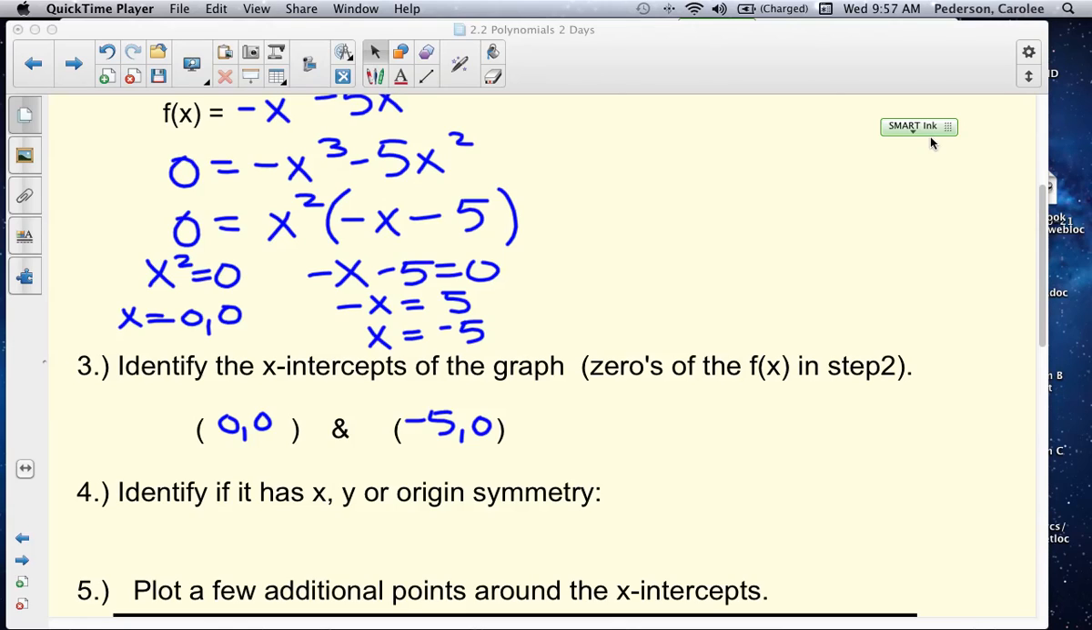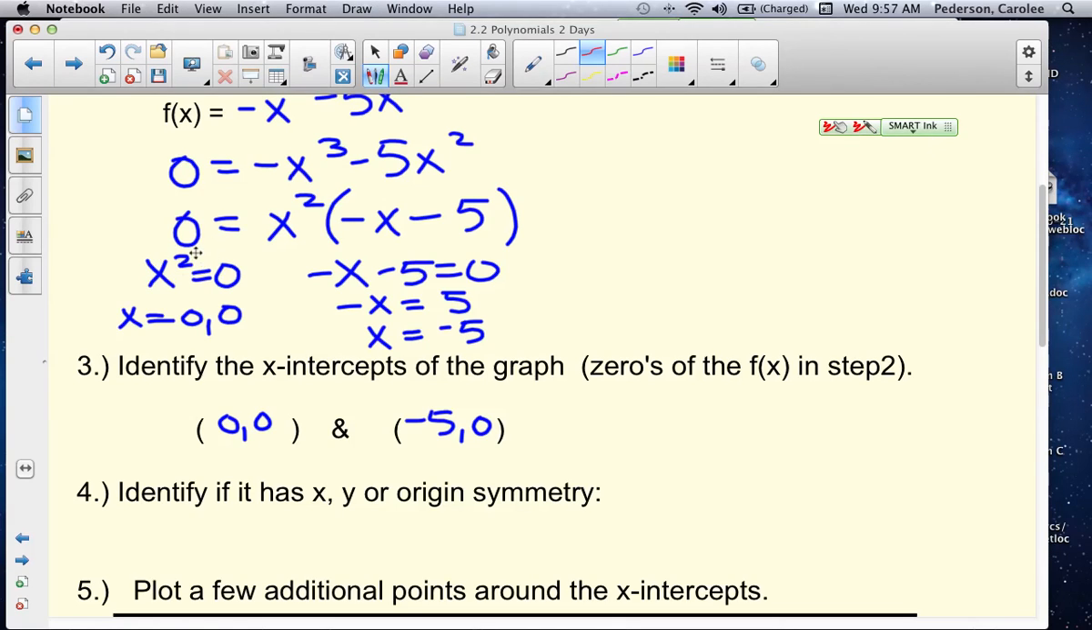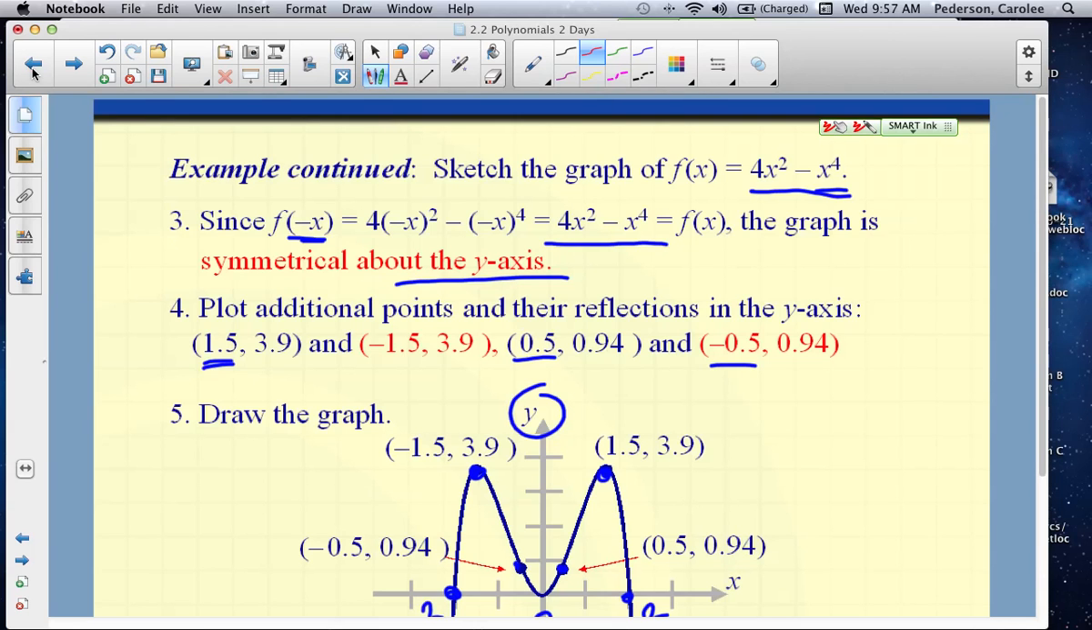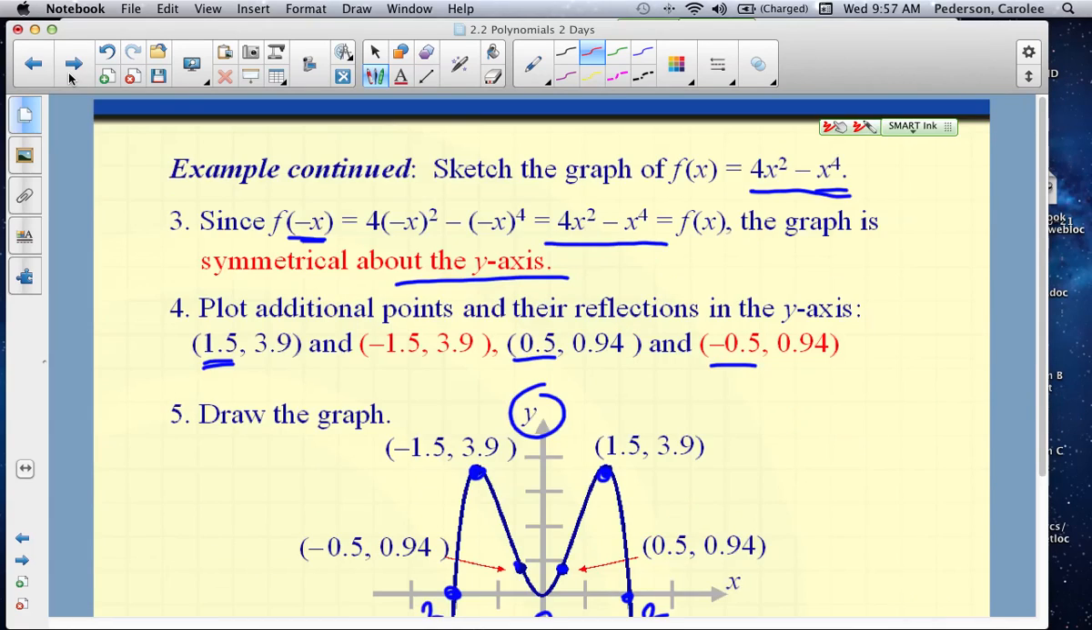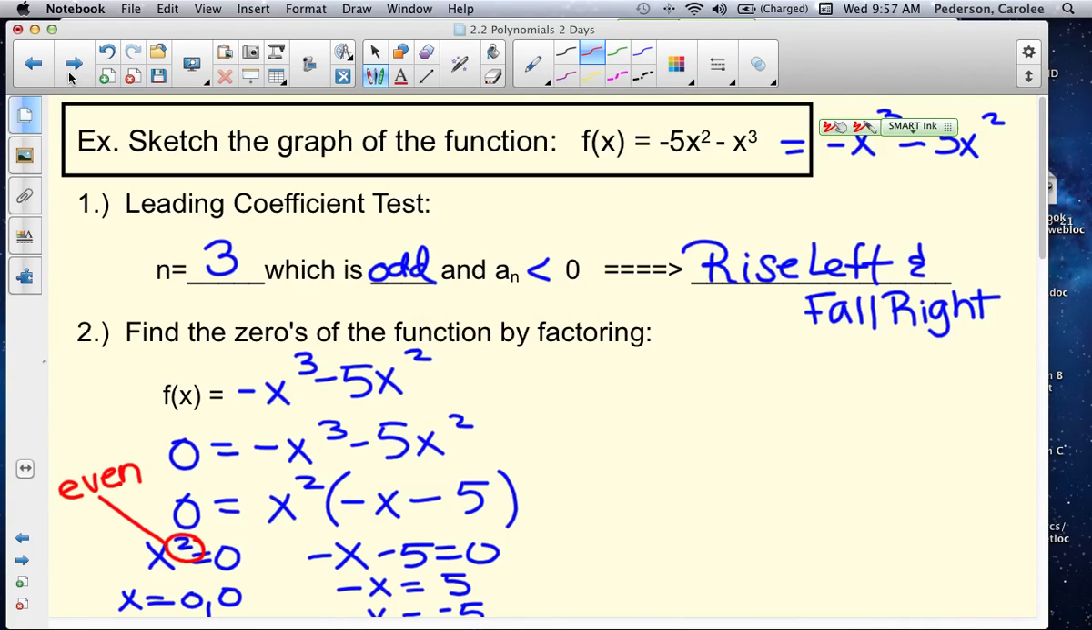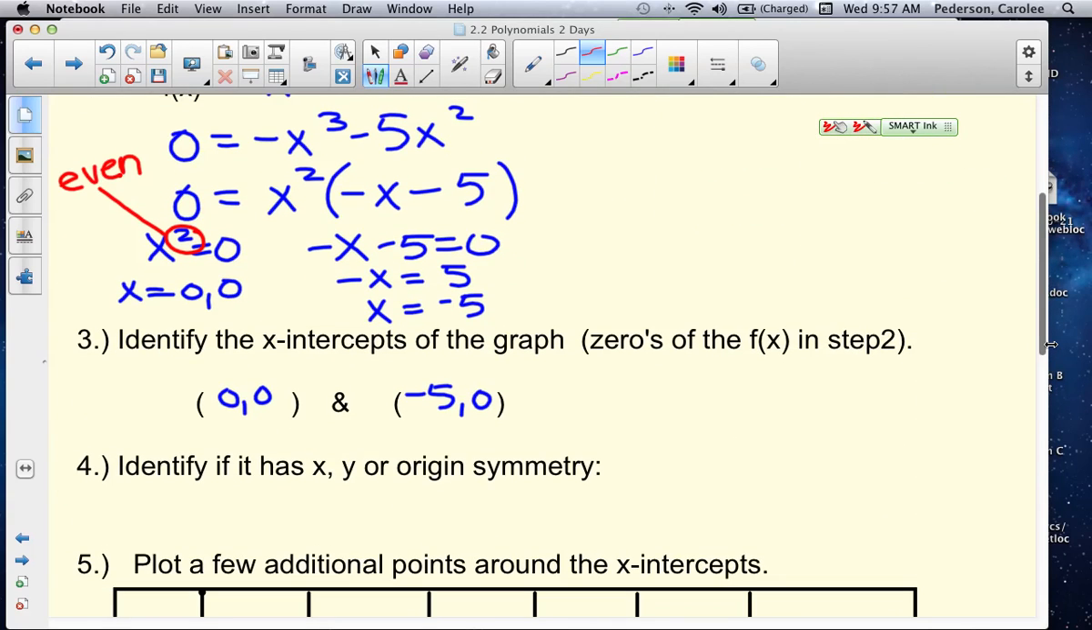Now we have a repeated 0 with an x squared factor. So look at the k value, the power. Is the power even or odd? Is this even or odd? Even? So if we go back to the rule, right here, since my power is even, it does not cross the x-axis. So let's write that off to the side.